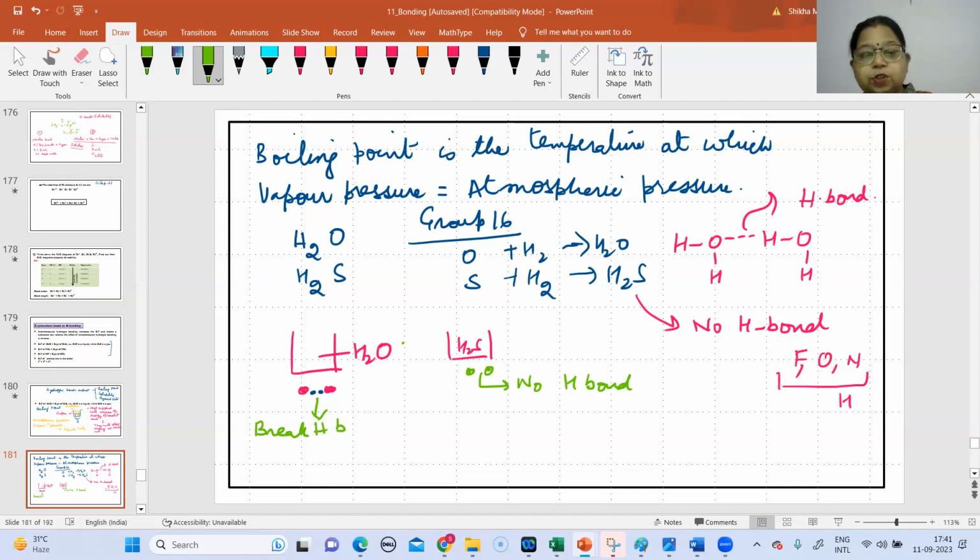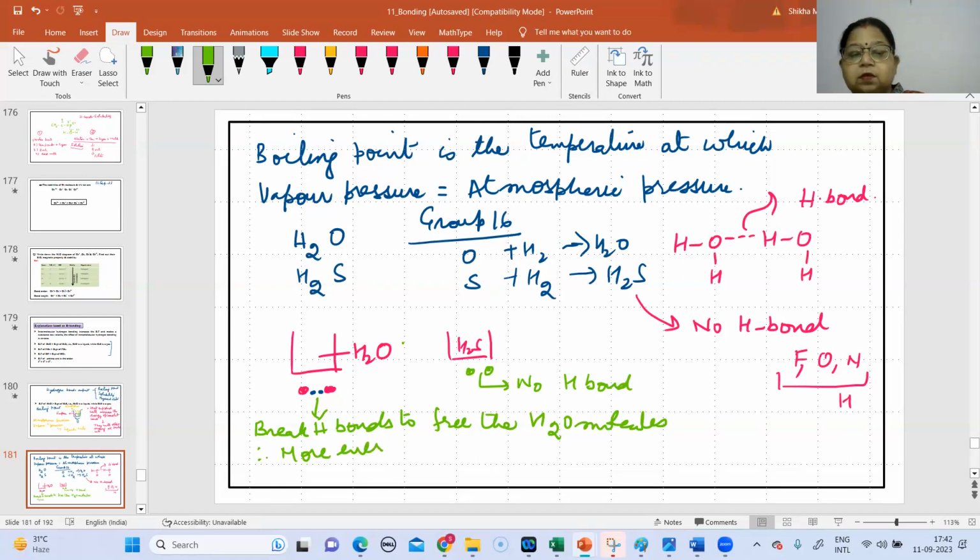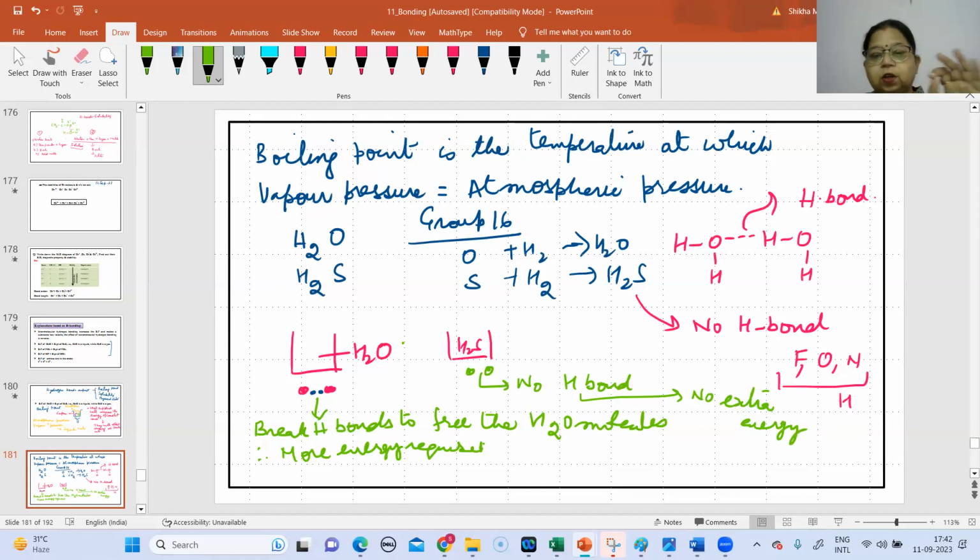So we must break hydrogen bonds to free the H2O molecules. Therefore, more energy is required. In the case of H2S, no hydrogen bond, no extra energy. Making sense to all of you? Yes. Okay. And for your information, the attractive forces existing between H2S molecules are known as dipole-dipole interaction, which are weaker than hydrogen bonds.